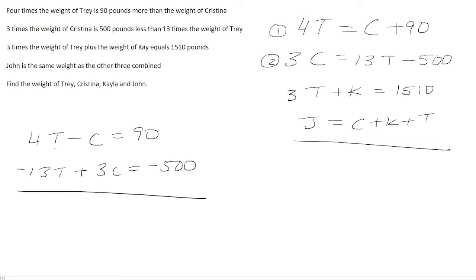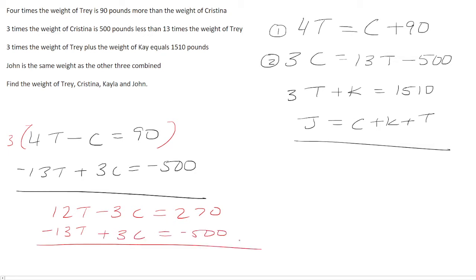Okay. Now we're going to multiply the top equation by 3 so we can eliminate c. And then keep the second equation the same. So it's 12t minus 3c equals 270, negative 13t plus 3c equals negative 500. We can add these. The c's are going to cancel. We have negative t equals negative 230, and so t is equal to 230.